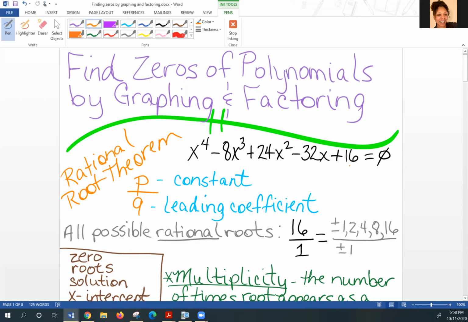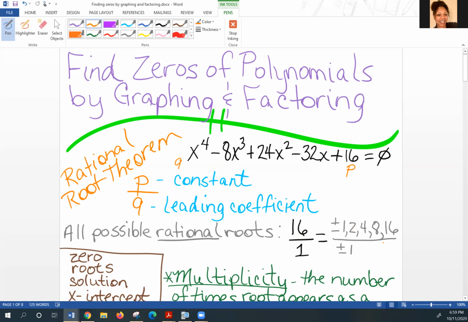P represents your constant. So in this example, 16 is my constant, and then Q represents the leading coefficient. In this instance, the number 1 is the leading coefficient. So if I'm setting it up in fraction form, which is P over Q, it looks like this, 16 over 1. The top numerator consists of all the factors for P, which is 16. So all of these can be plus or minus. So plus or minus 1, plus or minus 2, so on and so forth.